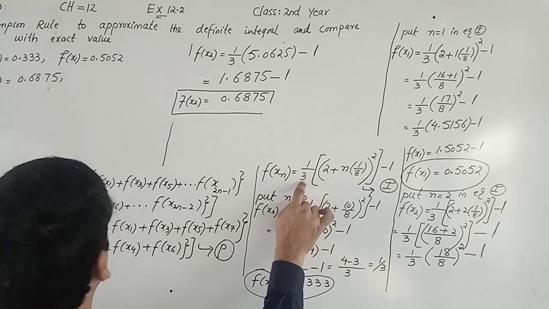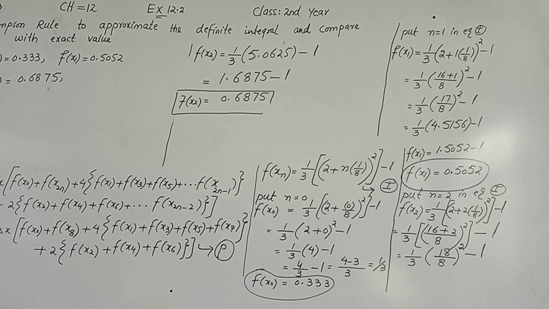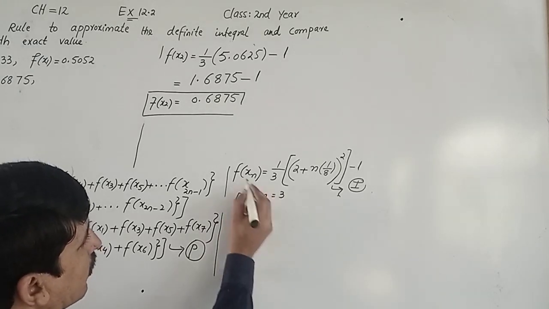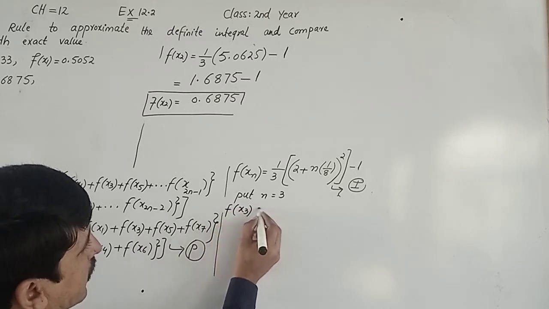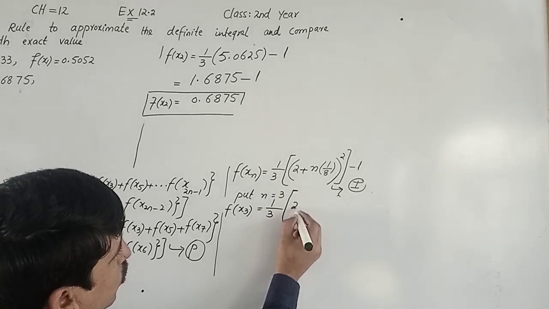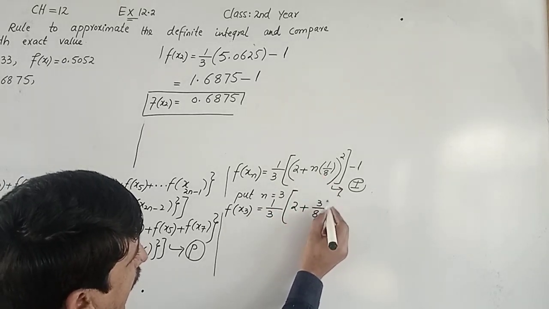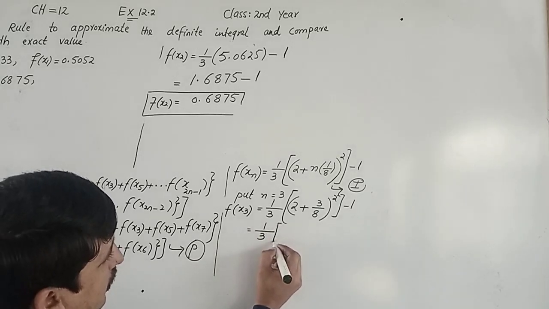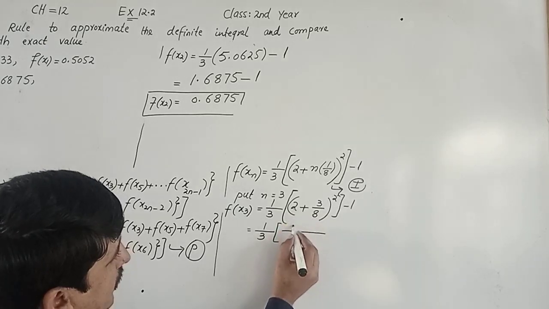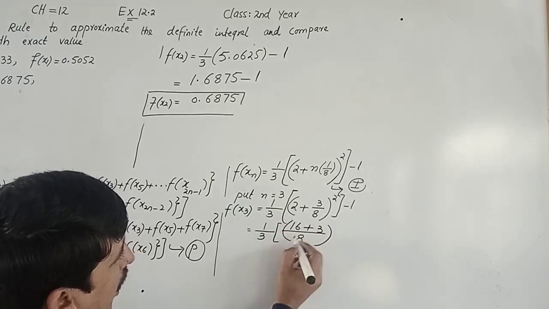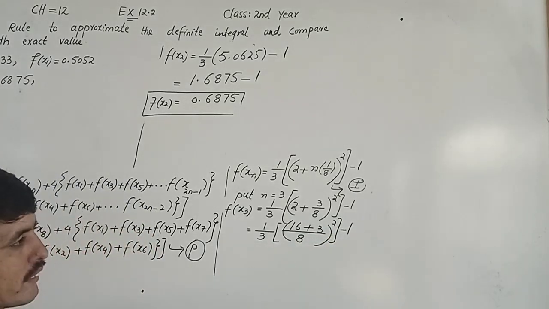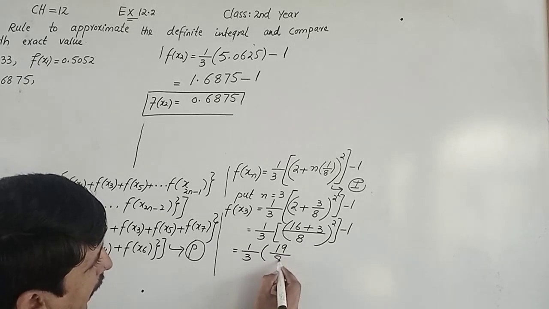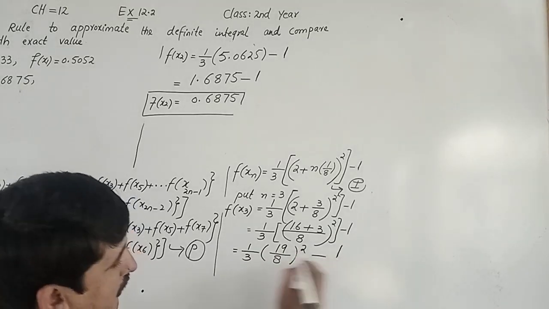Now put n is equal to 3 in equation 1 तो हमारे पास आ जाएगा f of x3 is equal to 1 divided by 3 (2 plus 3 divided by 8) whole square minus 1। तो क्या आ जाएगा 1 divided by 3, 8 इसका LCM, 2 eights are 16 plus 3 whole square minus 1। तो ये आ जाएगा हमारे पास 1 divided by 3, 16 plus 3 is 19 divided by 8 whole square minus 1.